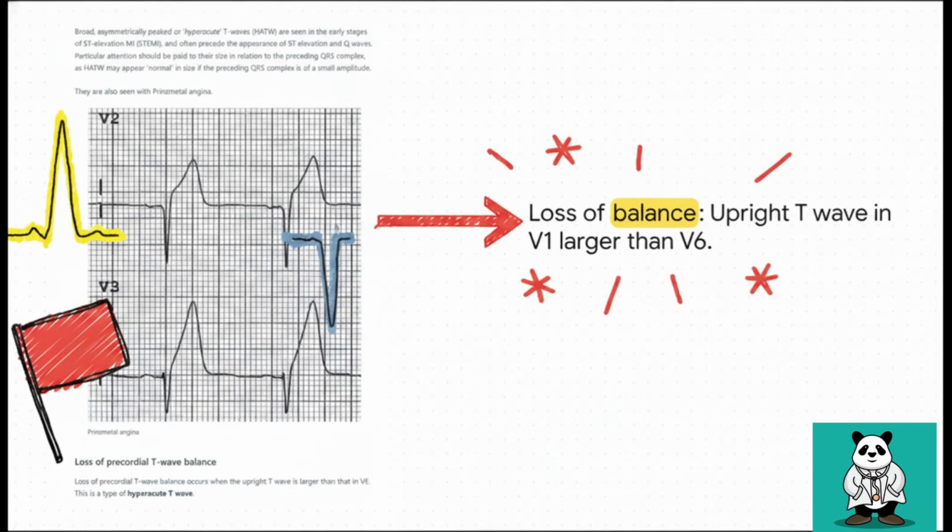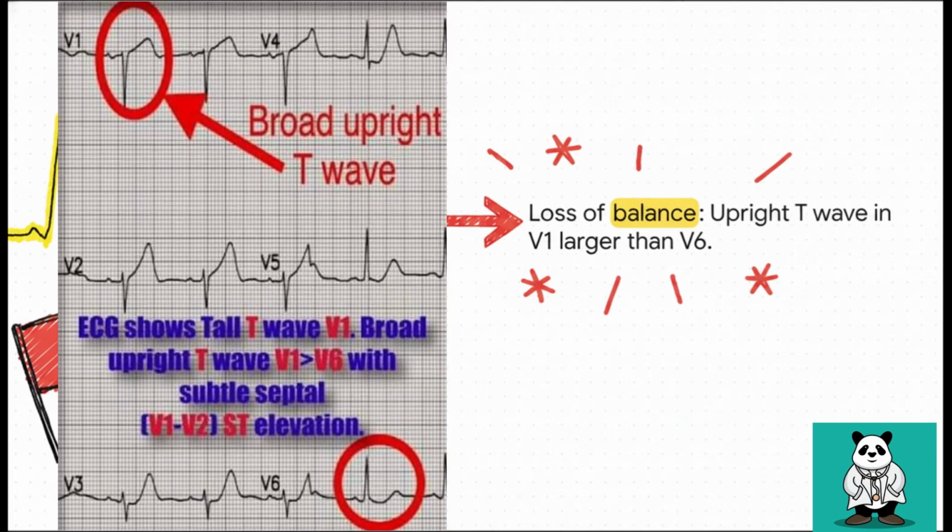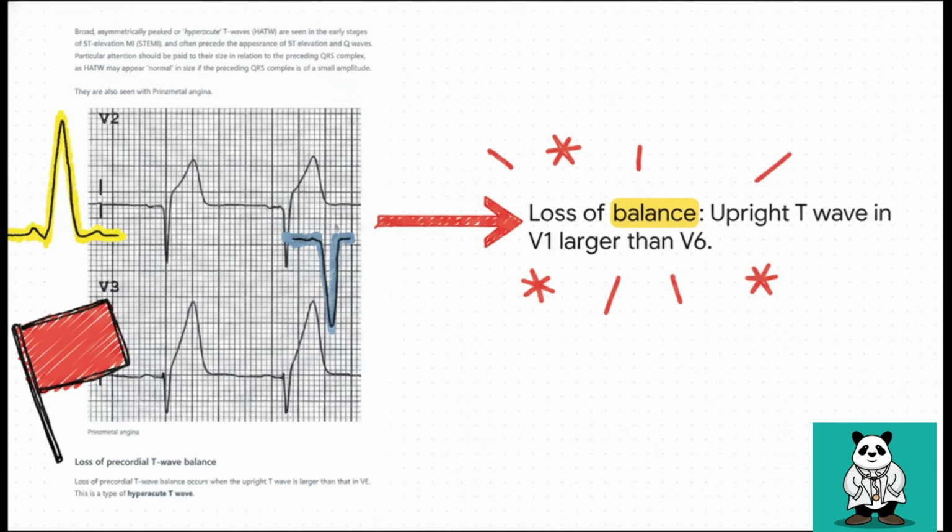We also have to be constantly on the lookout for a loss of precordial T wave balance. Remember how we just said the normal T wave in V1 is usually inverted? Well, if you see an upright T wave in V1 that happens to be larger than the T wave in V6, you are looking at a type of hyperacute T wave. Finding an upright T wave in V1 is highly abnormal. It's especially concerning if it's tall, and even more so if it's newly developed. Make no mistake, this is a massive red flag strongly implying acute ischemia.